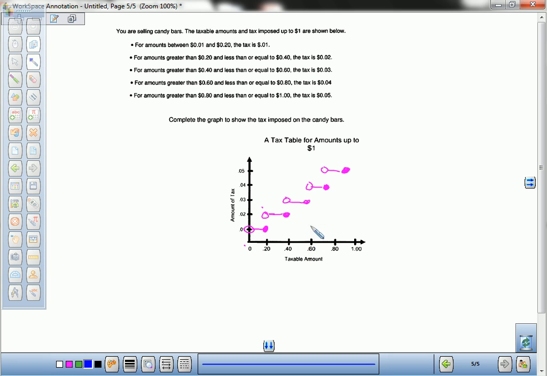It just makes sense. Tax just makes sense to me because I've been charged tax since I started buying lollipops when I was a little girl.